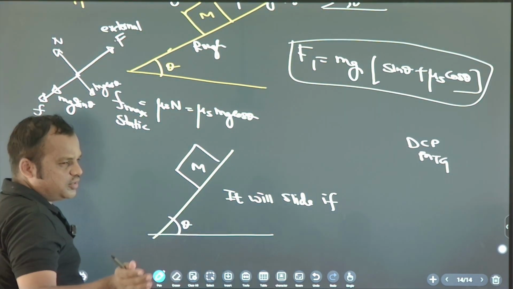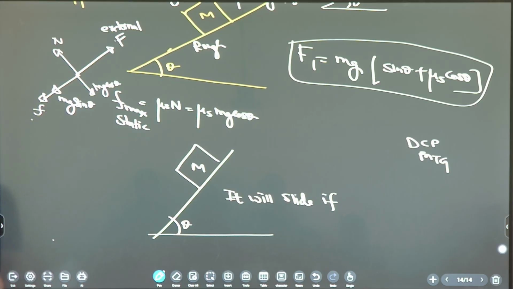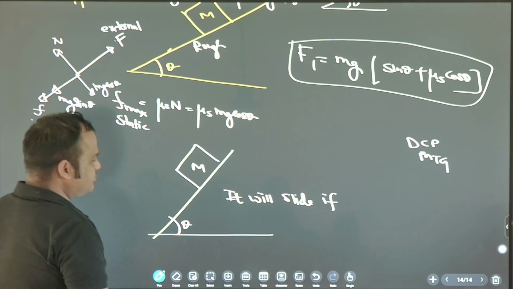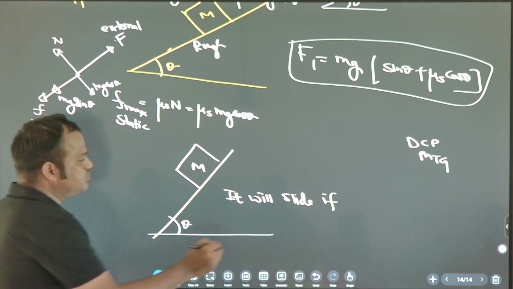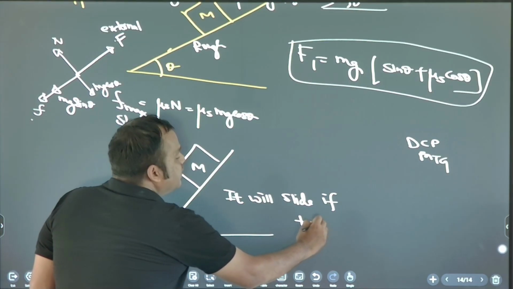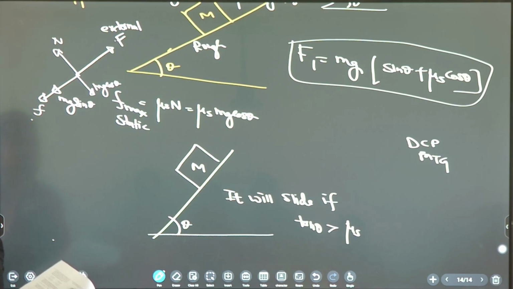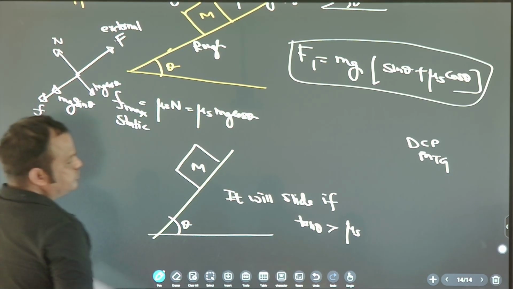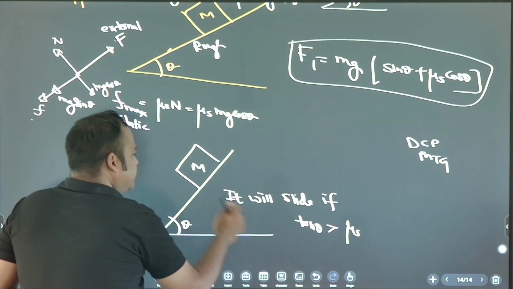You check the notes, no problem. It will slide. When? What is the condition? If what? Tan theta greater than mu s. Very good. Tan theta greater than mu s. If tan theta is greater than mu s, it will slide.